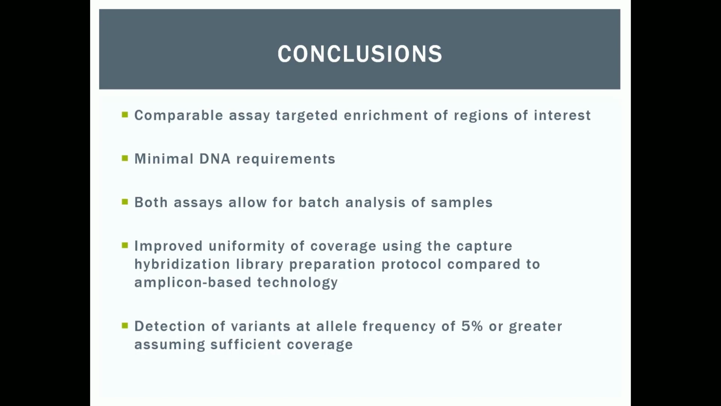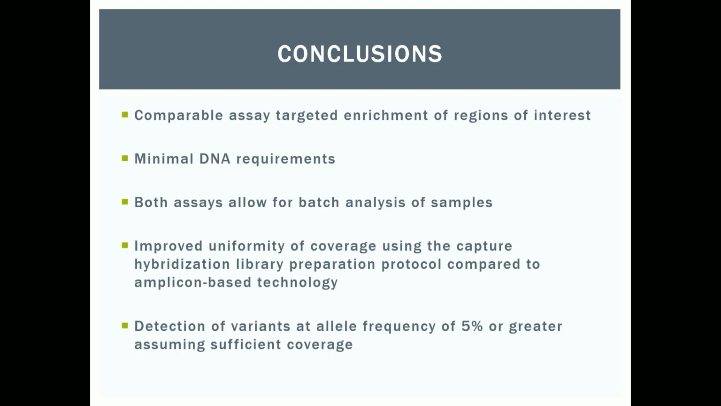In conclusion, the assays that we compared, one was an amplicon-based assay, the other was the OGT SureSeq hybridization capture library preparation. They were comparable assays for target enrichment at the regions of interest and had similar regions that were targeted. They also had similar minimal DNA requirements, although the recommended requirement for the OGT assay was a lot higher. We did have success using it at lower DNA concentrations. Both assays allow for batch analysis of samples, which is very good. We found that 12 to 16 samples per batch with the SureSeq provided very good data, although we would also like to explore what the effect of having fewer samples in a batch would mean as far as coverage goes.